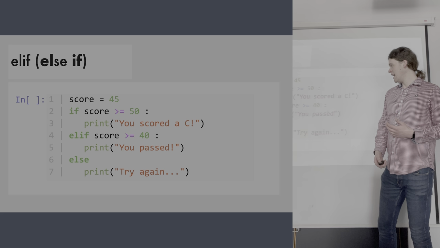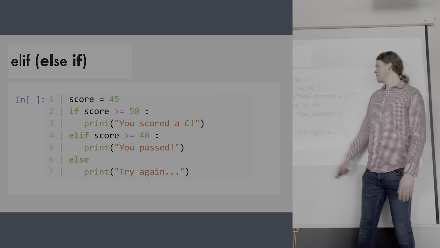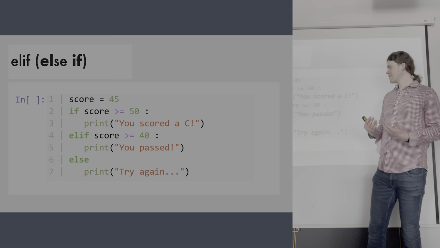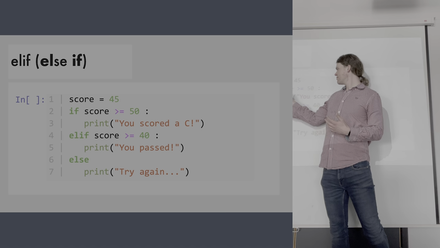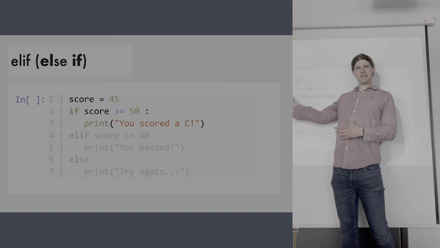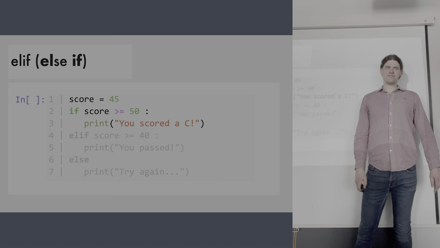I've switched them around, actually, in this case. I've put the greater one first. And I've actually updated the score to 45 as well, just to illustrate how else if would work. So let's go through again. Score is now 45, we assigned that at the start. So let's check the first one. Is score, which has the value of 45, good, following me, 45, is that greater than or equal to 50?